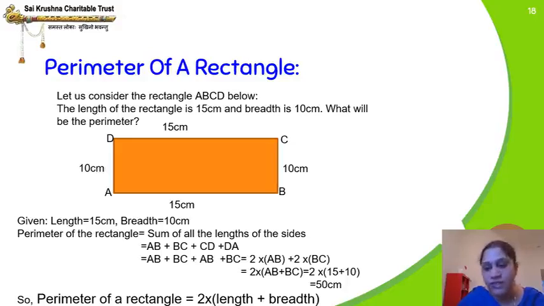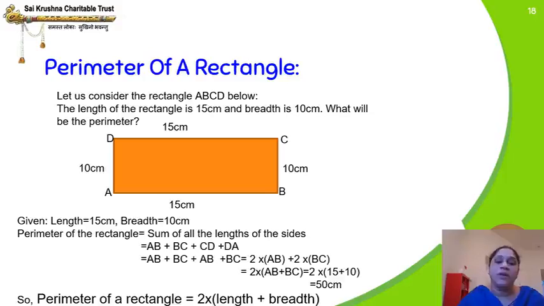So if this is 15 centimeters, CD will also be 15 centimeters. And here if BC is 10 centimeters, then AD will also be 10 centimeters. Okay. So now let's see how to solve this problem and find out if we can get to a formula which can be used for perimeter of a rectangle.